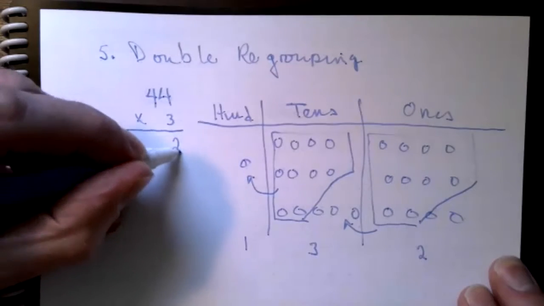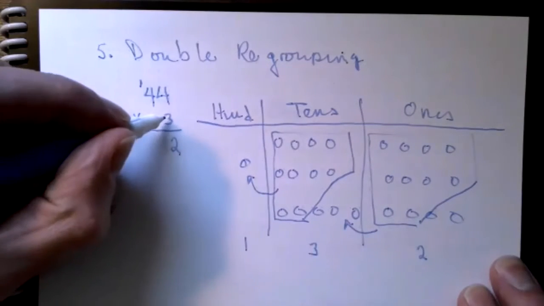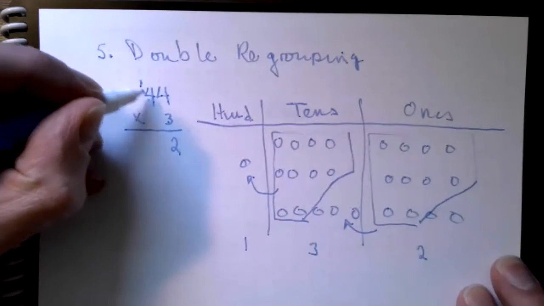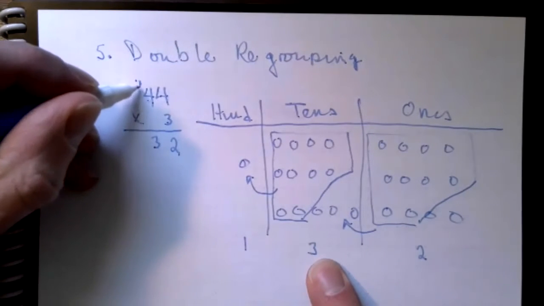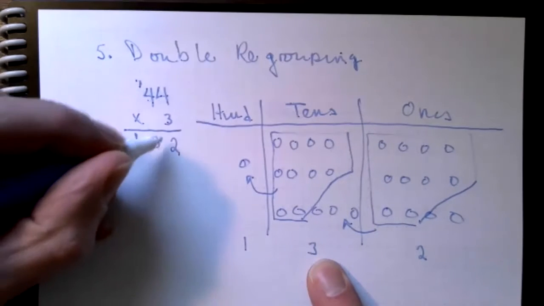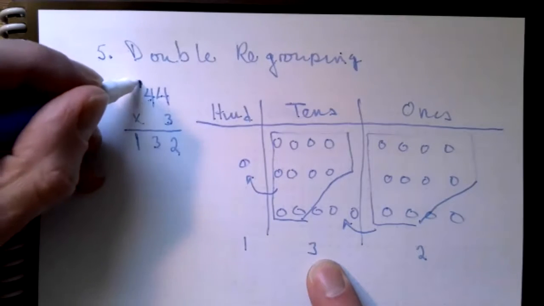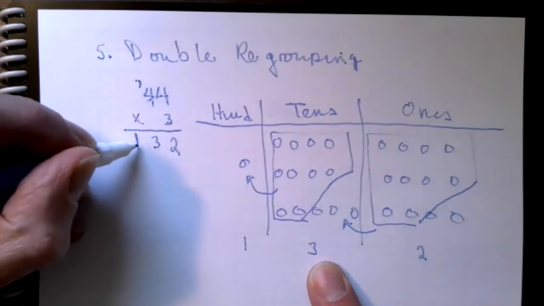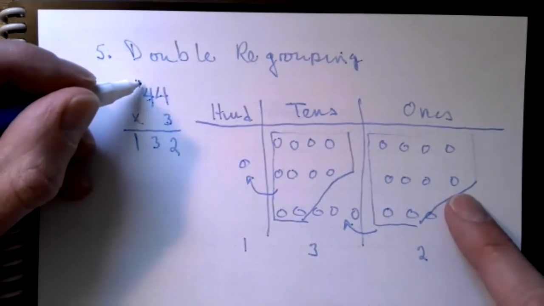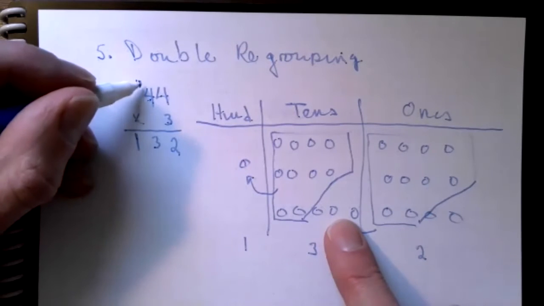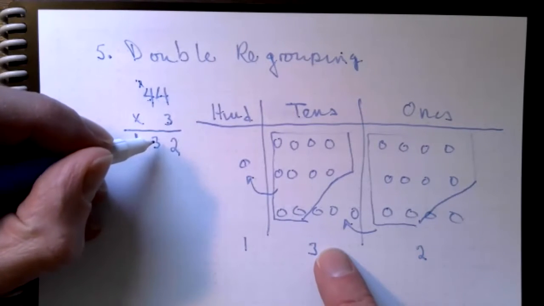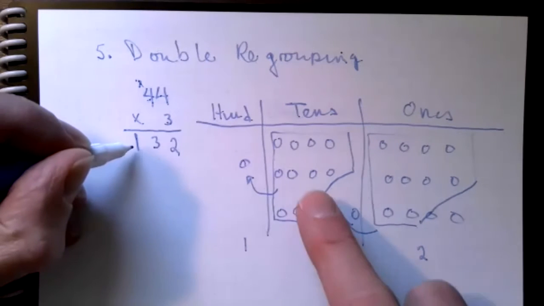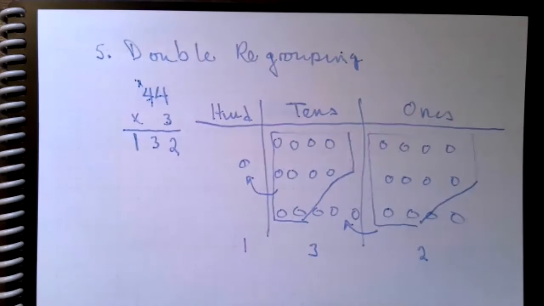And let's look at the standard algorithm. 3 times 4 is 12. You carry the 1. 3 times 4 is 12 plus 1 is 13. Notice what we have here, and then we have this additional 1 here. So this 1 is coming from being brought over here, and it gets added to the total that's going in the tens place. And this 1 comes from my rebundle.